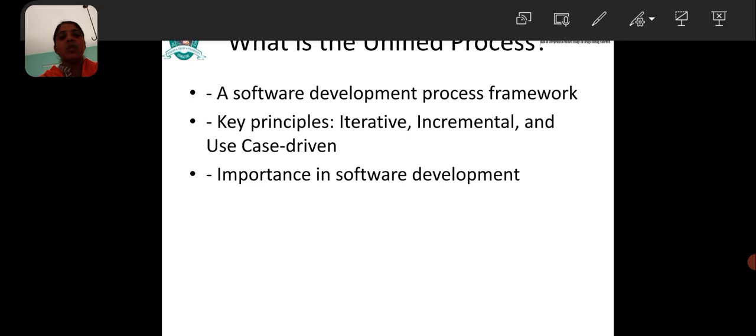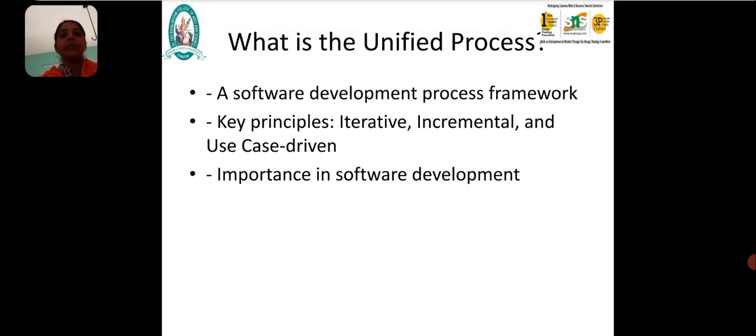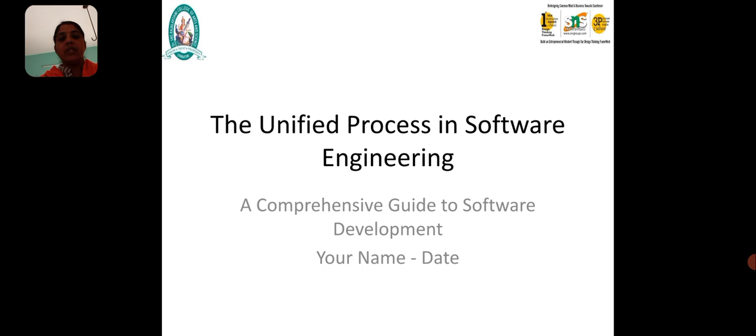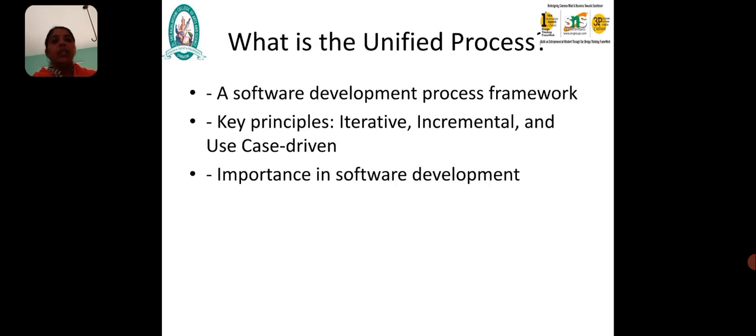First, this is called the unified process in software engineering models. So what is the unified model? It is a software development process framework, and one of the software development process models. There are different key principles in a unified process model, like iterative, incremental, and use case driven. So it is important in software development. Let me see how the unified model process works in each and every stage.